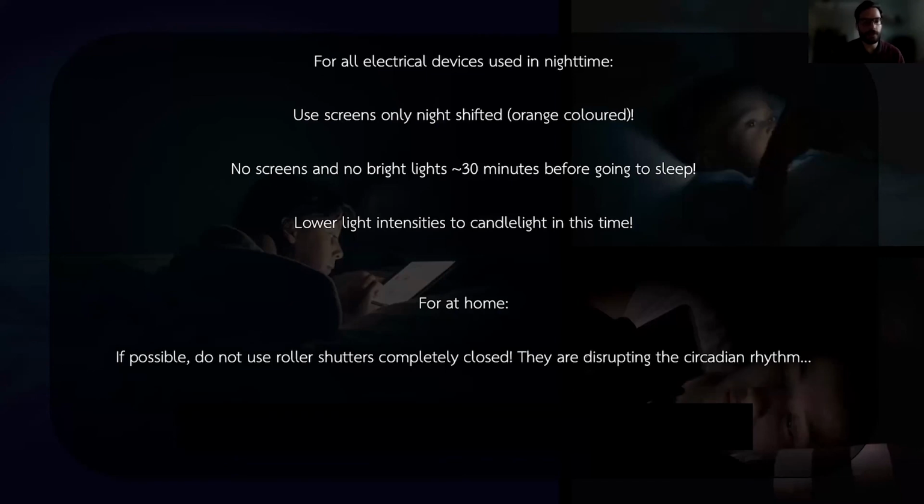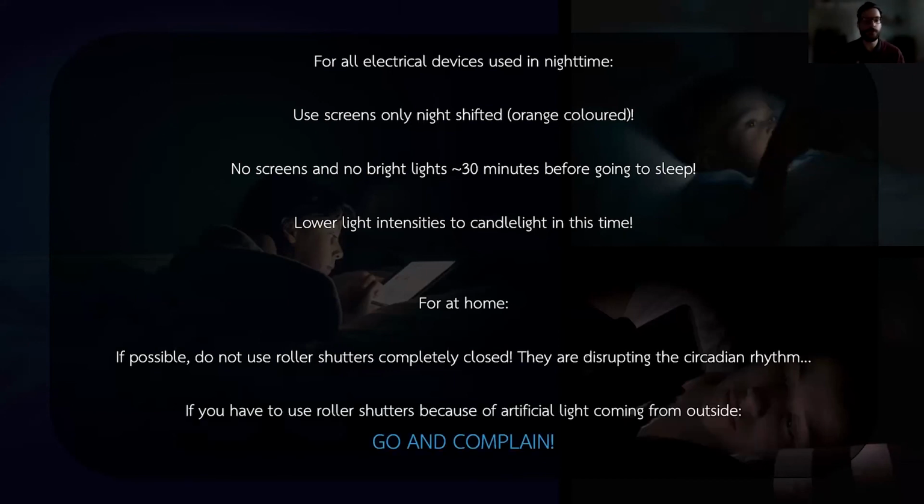relatively good at. At home, if you use roller shutters, just think about the circadian rhythm. You need sun in the morning. You need the circadian rhythm, even if the sun is rising at 3 a.m. in the morning. I know this is very hard in the summer, maybe, but you are disrupting yourself, your circadian rhythm. But if you need shutters, for example, if you need to shut your windows because of artificial light coming from outside, I can only tell you, go and complain. Normally it works. And this is my very last slide.